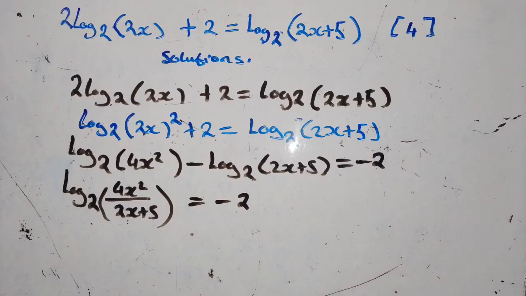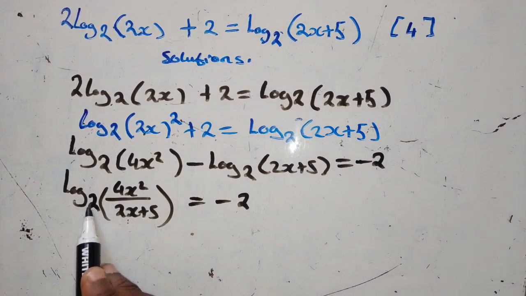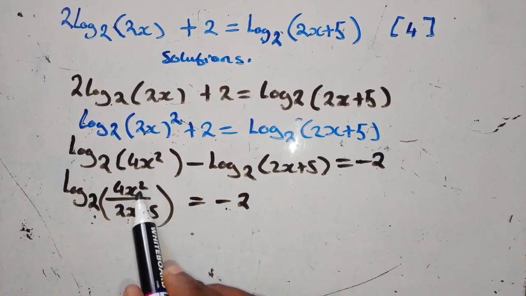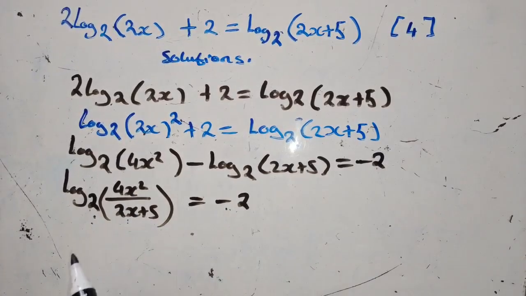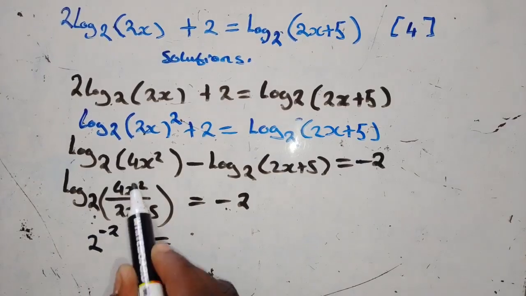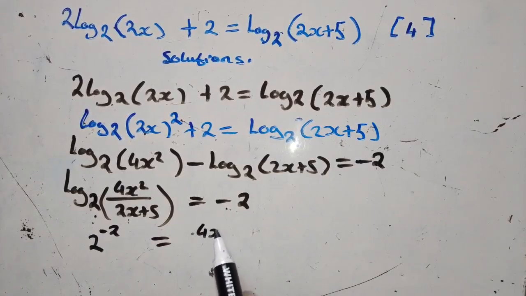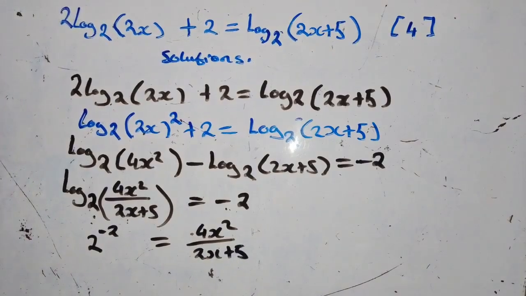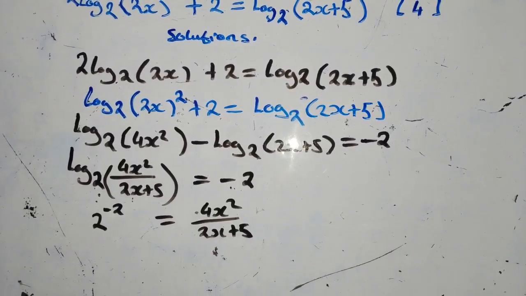The way we express it in exponential form is: the base to the power of the answer is equal to what is inside the log. So here we ignore the log, and we put 2 to the power negative 2 is equal to what is inside, which is 4x² over 2x + 5. So we have expressed it in exponential form, and having reached this stage, we can now solve this easily.